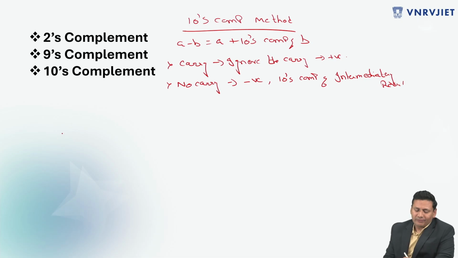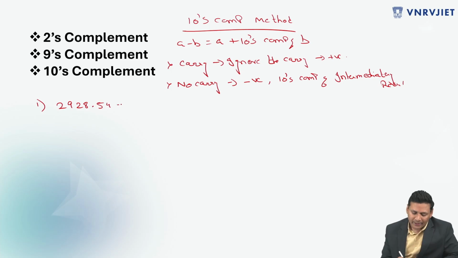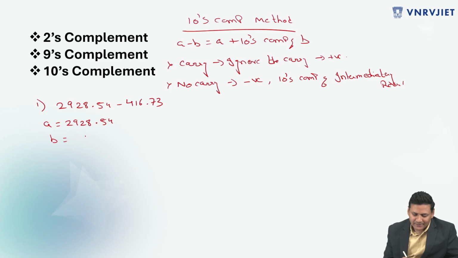So directly I will start with the example. Let us assume there is an example: 2928.54 minus 416.73. What is A in this case? A is 2928.54, and B is 416.73. So what is the first step?